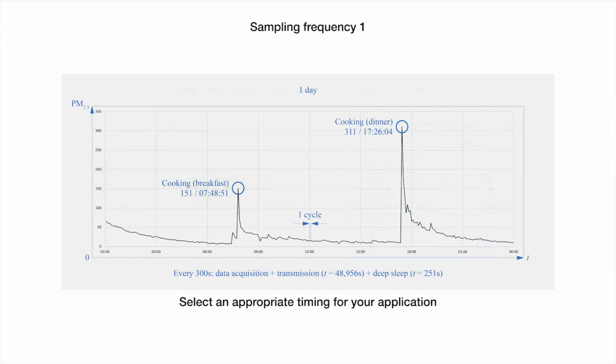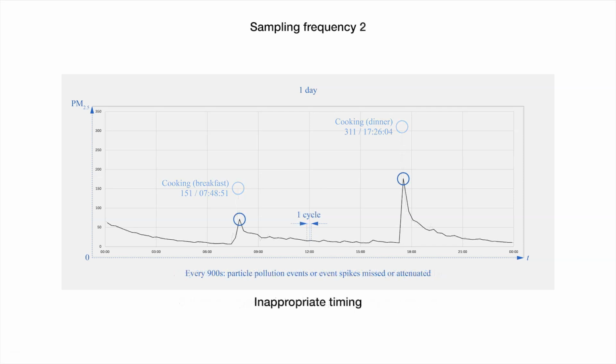Here, measurements were taken every 5 minutes over 1 day, at a distance of 3 meters in an open kitchen and living room environment. When cooking, the values increase almost instantly and take a long time to go back to normal. To track indoor pollution events, a cycle time of 5 minutes is reasonable.